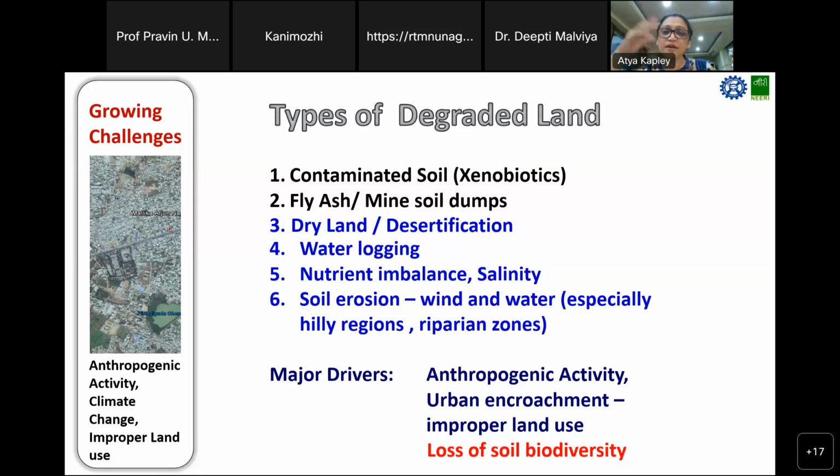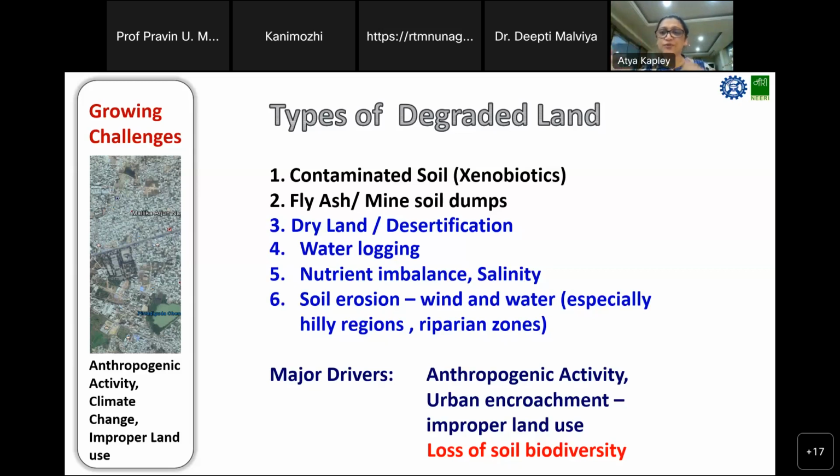And of course, all the hilly regions, riparian zones, there is continual soil erosion. Some of those reasons are because we are cutting down to make new roads. We are not taking care of the slopes. So which is why the soil keeps getting eroded. It is also a natural process, but what we are doing is enhancing that process thousandfold, which is why we see disasters like this. Of course, the major drivers are us.